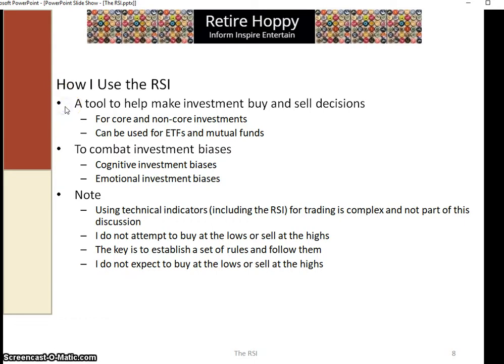So let's review how I use the RSI. Again, I use it as a tool to help me make investment, buy, and sell decisions, regardless of whether it's for a core or a non-core investment position. And as I said earlier, it can be used for ETFs and mutual funds as well as individual stocks. Now let's say Apple happened to be a core investment for me. And as on the previous slide, we showed that we had an overbought condition. But I wanted to add more Apple to my core investments.